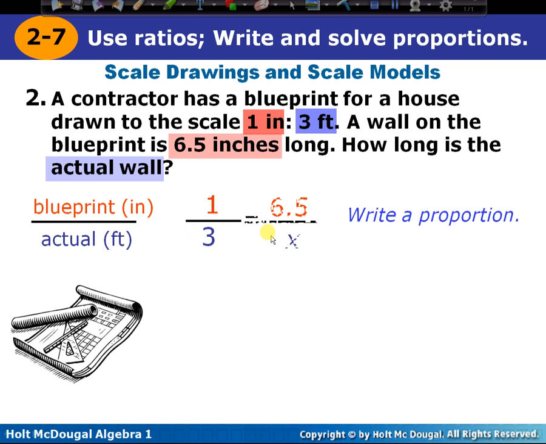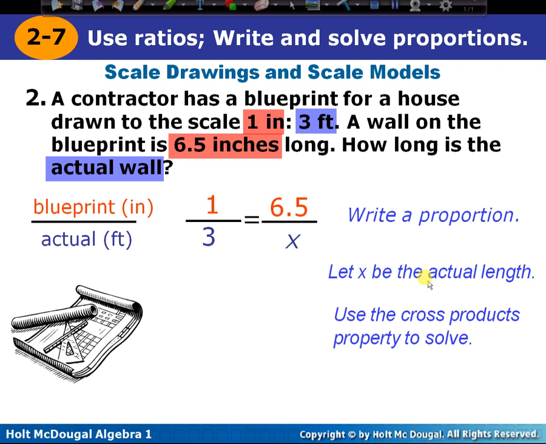That's the beginning. Now, the wall on the blueprint, so we're still on the top of the fraction because we're still dealing with the blueprint, is 6.5 inches long. The question is, how long is the actual wall? Anytime we have a question mark in algebra, we put in a variable because we don't know the value of that number. So x is our actual length. Use the cross products property to solve.